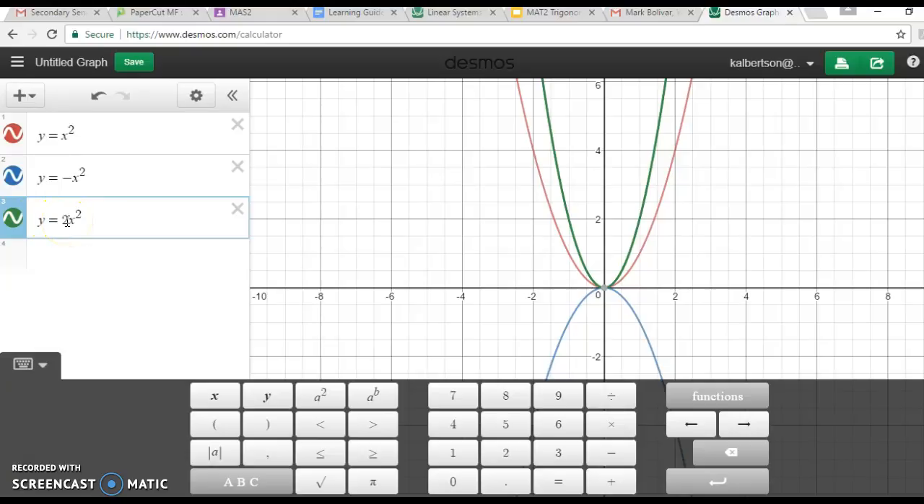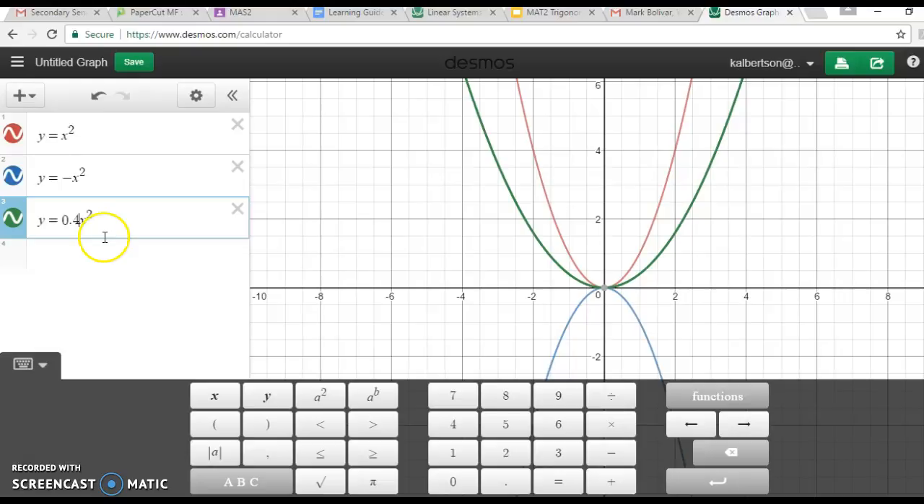Let's back it up a wee bit and see what happens if it's a number less than 1. So we'll try that one out and see what happens. And as you see, here's my standard one. If it's a number less than 1, between 0 and 1, it's going to make it wider.